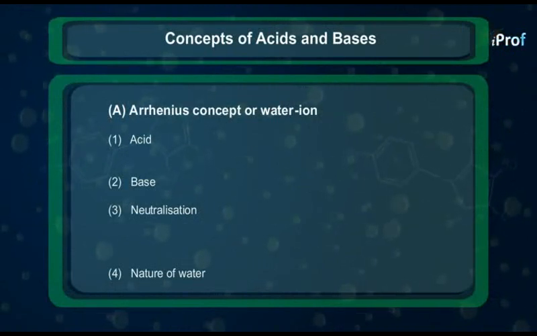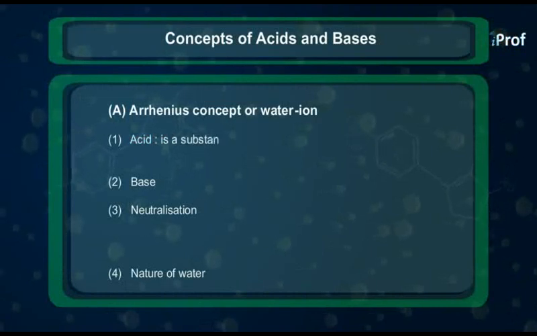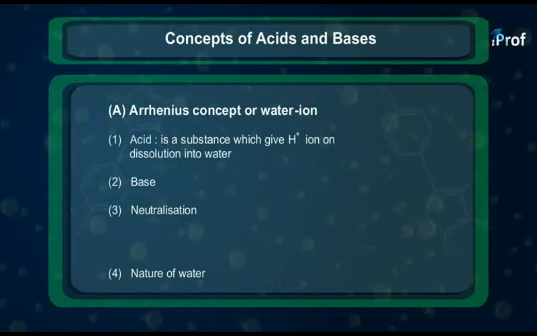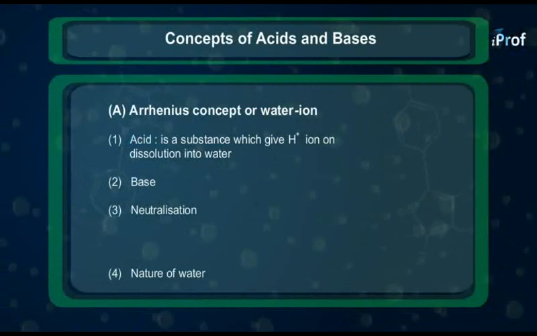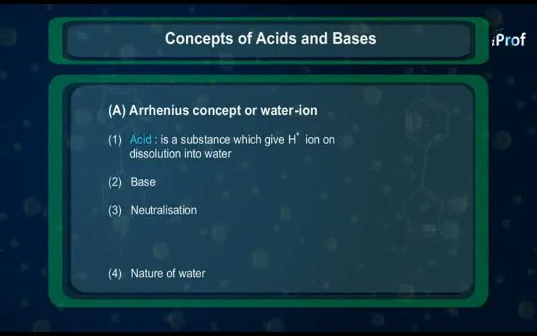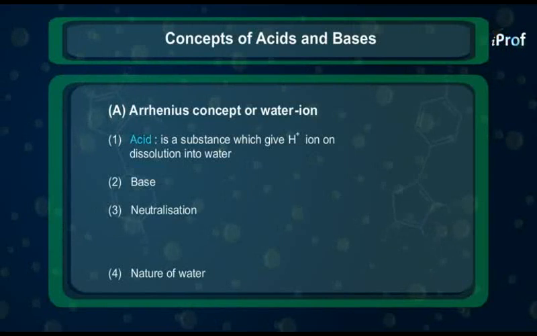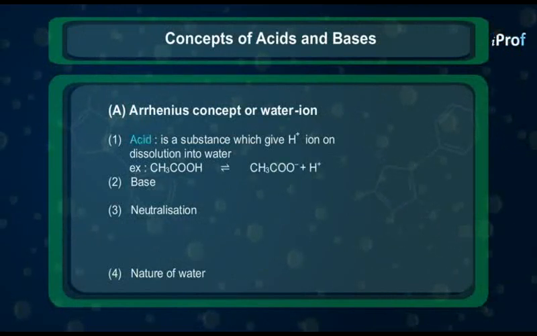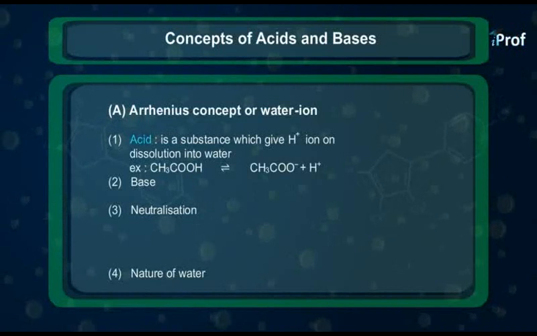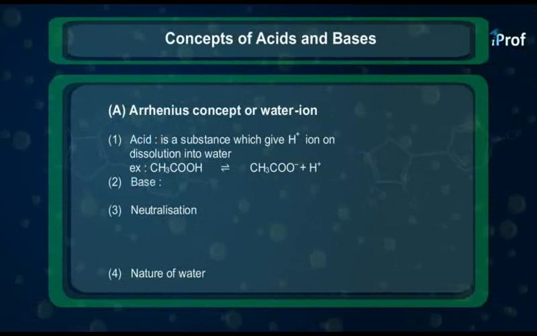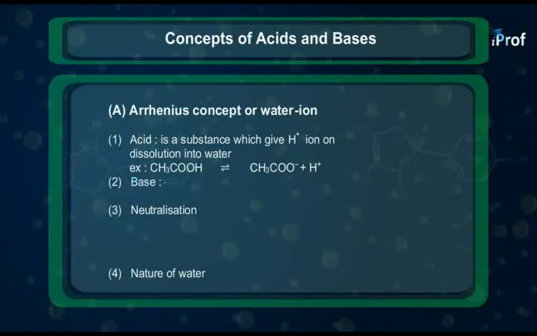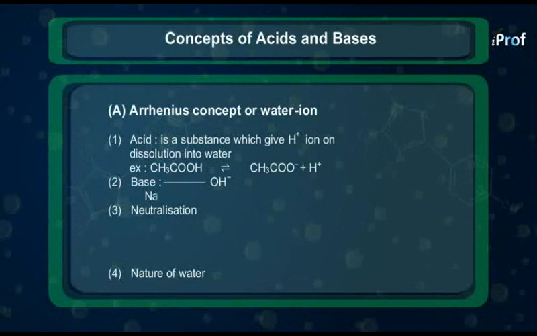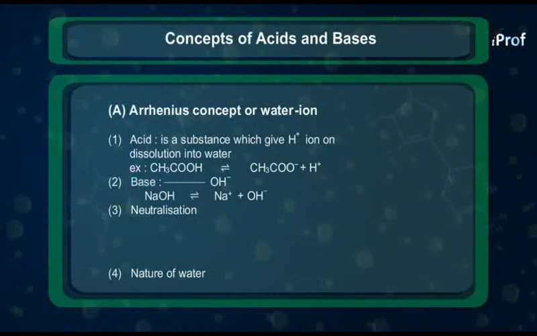According to this concept, acid is a substance which gives H+ ions on dissolution into water. For example, hydrochloric acid, HCl, dissociates into H+ and Cl- in aqueous medium. Acetic acid dissociates into CH3COO- and H+ in aqueous medium, and so on and so forth. What is the base? According to this concept, base is any substance which furnishes OH- ions on dissolution into water. The examples are NaOH, NH4OH, etc.